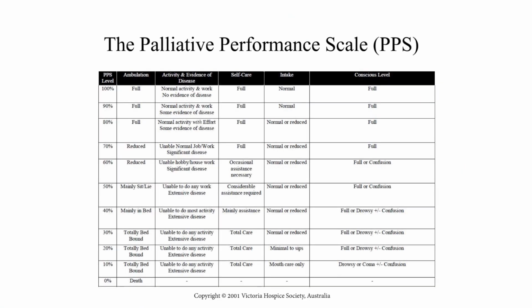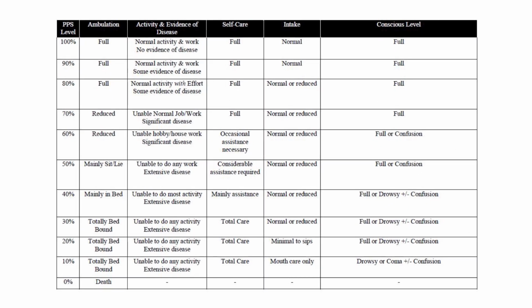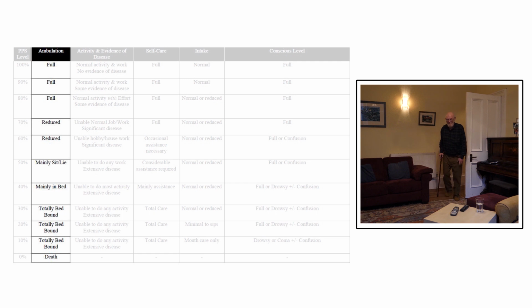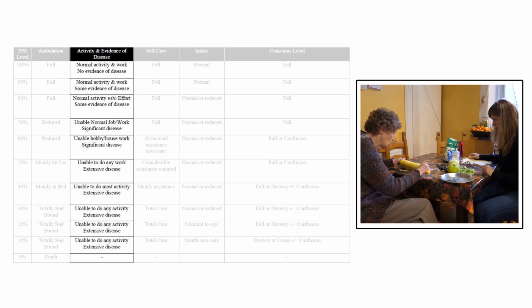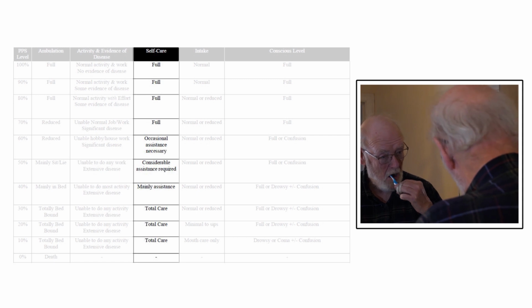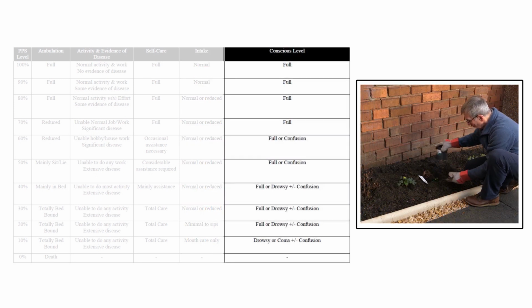The Palliative Performance Scale, or PPS, is based on the Karnofsky scale but is more sensitive. It is used to measure functional status in deteriorating health conditions. The scale covers ambulation, activity and extent of disease, self-care, food intake, and level of consciousness or confusion.